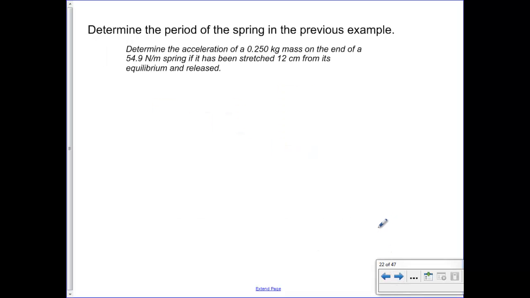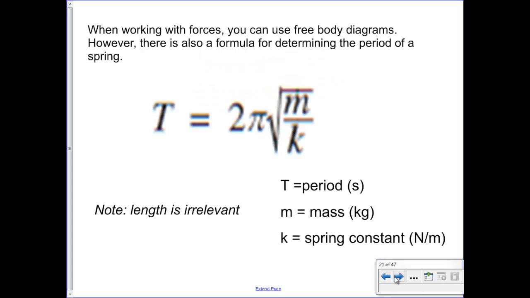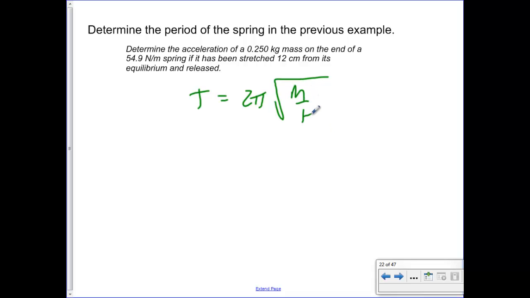So my question here then is, let's try to calculate the period of the spring in that example we just did. Here's the information from that example. We had acceleration is what we were looking for, but now we've got mass, k, and distance. So the formula is period equals 2 pi square root of m over k. So 2 pi. Mass would have been the 0.250.